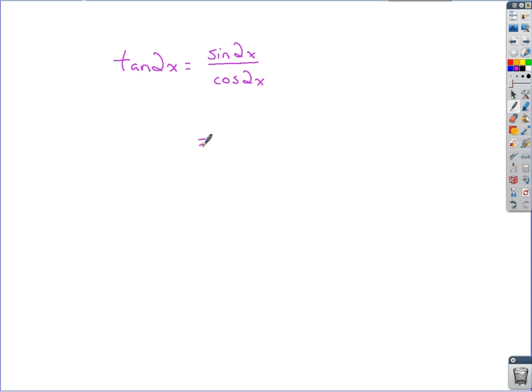So for the sine of 2x, we found that that was negative 4 root 5 over 9. Substitute that in. Denominator here, cosine of 2x, we found that that was negative 1/9. So substitute that in. We plug in those values. We cancel out the negatives. We cancel out the 9s. We're left with 4 root 5 over 1, so our answer is just 4 root 5.